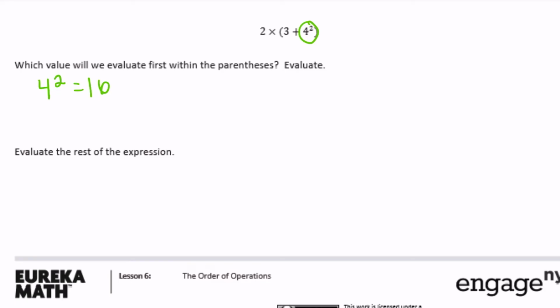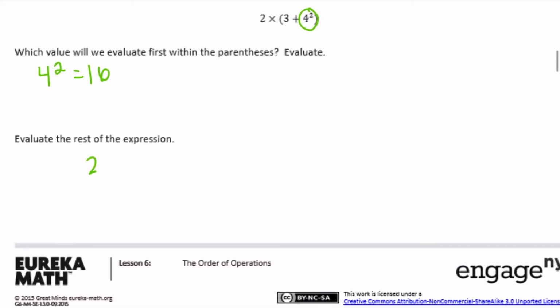So let's evaluate the rest of the expression. So now we have 2 times 3 plus 16. So we need to continue solving what's in the parentheses. 3 plus 16 is 19. 2 times 19 is 38.